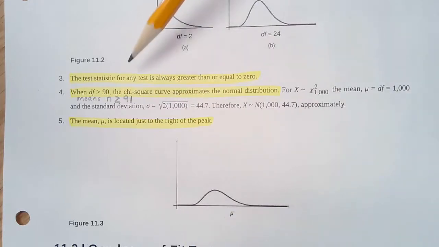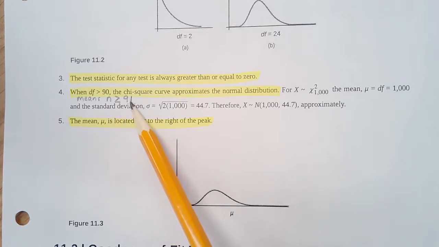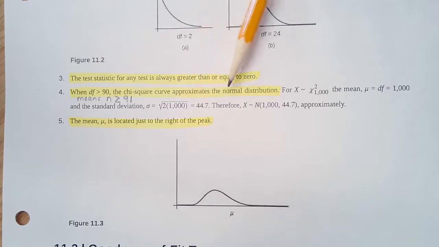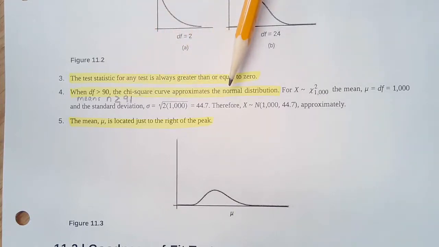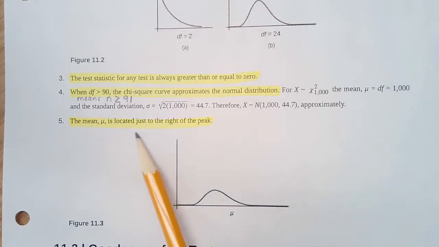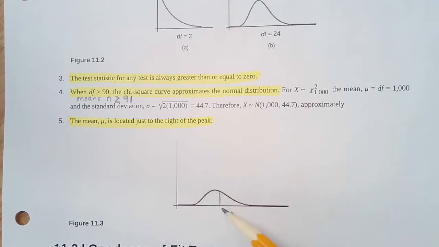The test statistic for any test is always going to be greater than or equal to 0. When your degree of freedom is greater than 90, meaning n is greater than or equal to 91, this is going to approximate a normal distribution. So when you have that larger sample size, because n is your sample size, we can approximate it with the normal distribution. The mean is located just to the right of the peak, and the reason is because the curve is skewed to the right.